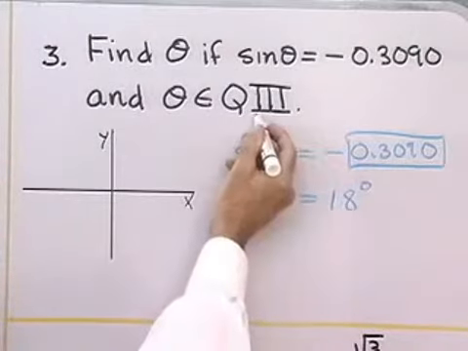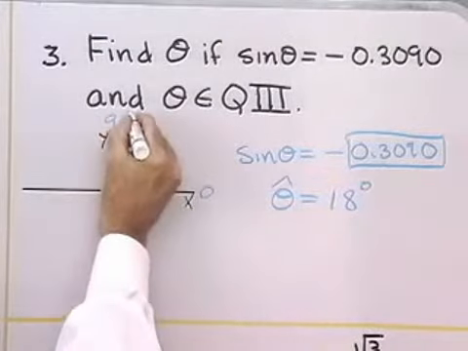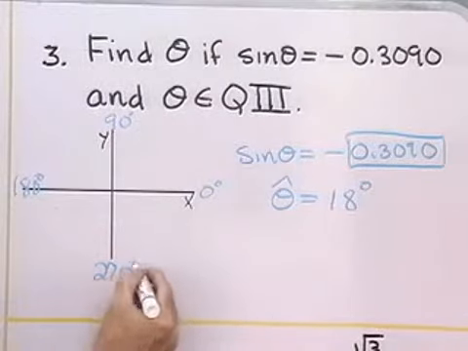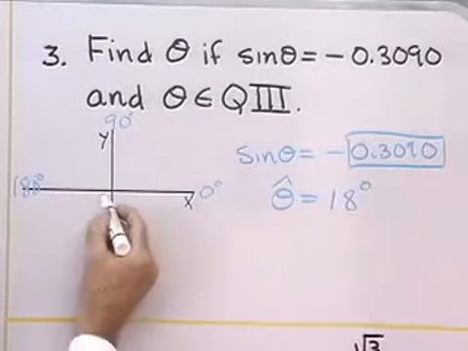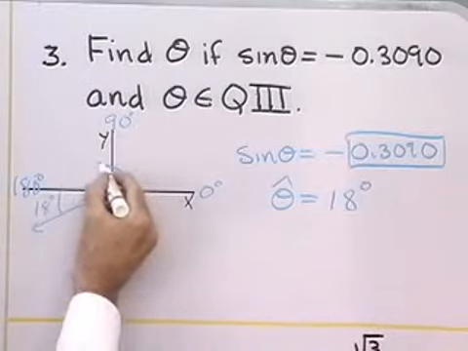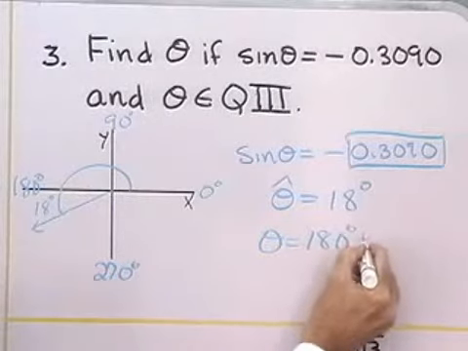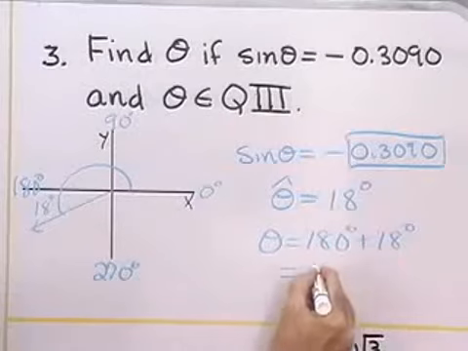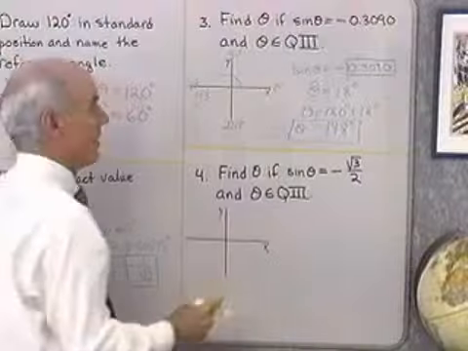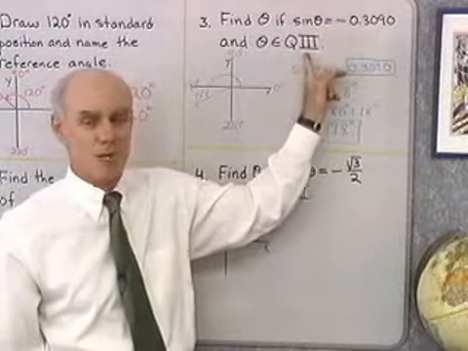Now I know that theta terminates in quadrant 3. Its reference angle is 18 degrees. Remember, this is 0, that's 90, 180 degrees, and 270 degrees. So I'm in quadrant 3 with a reference angle of 18. I'll draw this in. This is 18 degrees. So my whole angle theta right here must be 180 degrees plus 18 degrees, which will be 198 degrees. So angle theta comes out to be 198 degrees, and I found it by knowing that sine theta is negative 0.3090 and theta terminates in quadrant 3.